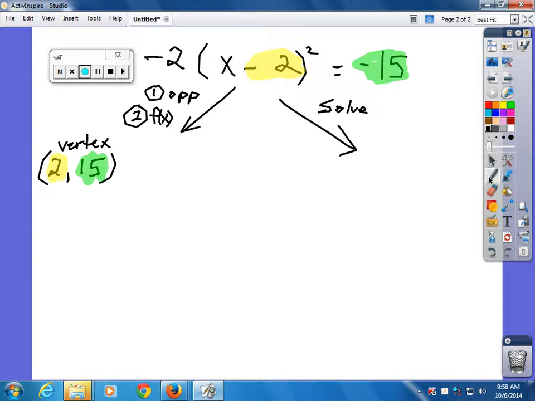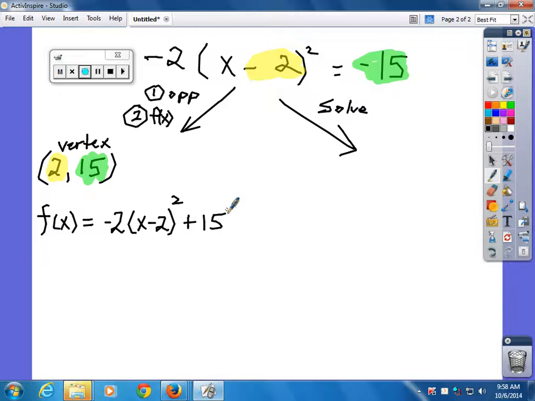And I do this for your information because sometimes the book will say put it in y-intercept form or put it in general form or something like that. Just put an f of x in front of it and bring the 15 over. So f of x is equal to negative 2 times x minus 2 quantity squared plus 15. And that's the general form.